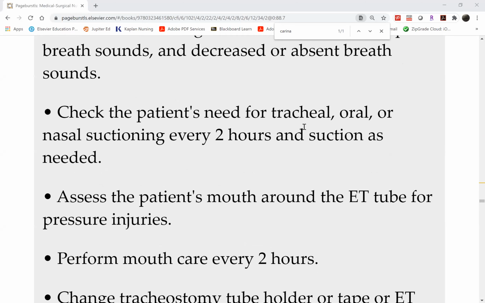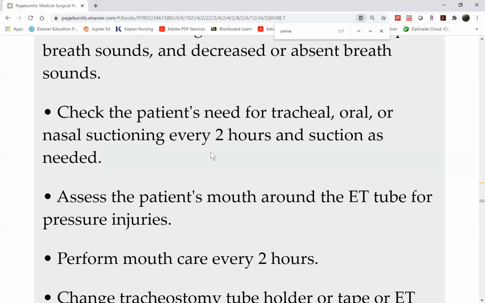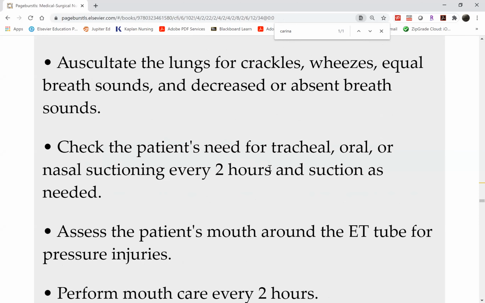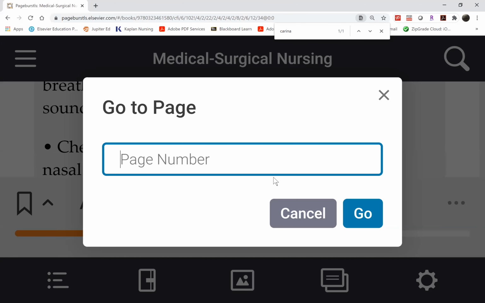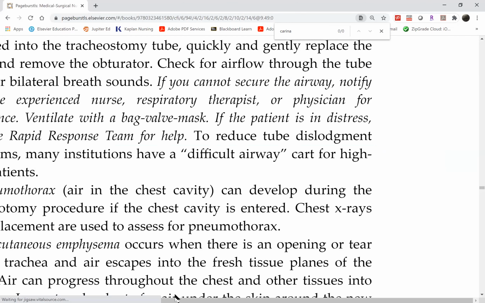Now, this bullet says check every 2 hours if they need to suction. How often do we suction? As needed. Only as needed, right? This doesn't mean suction every 2 hours. There's no routine suctioning. We suction if needed. Now, what are those indications of suctioning? Let's go back to the earlier slide. All right, so when do we suction?